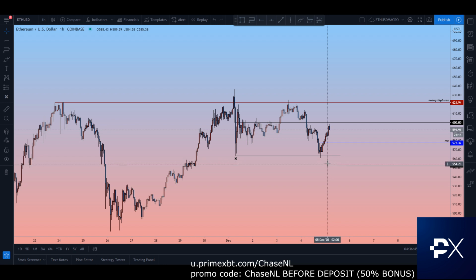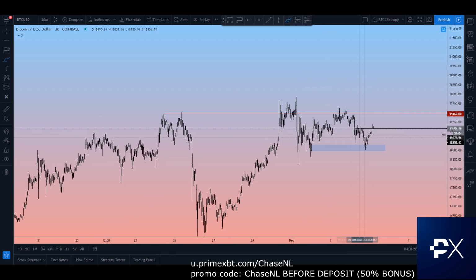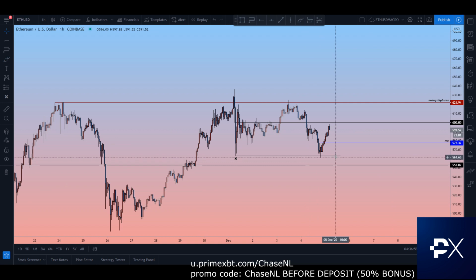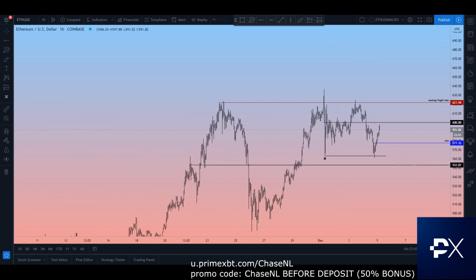I was personally waiting at around 553. I was already getting in on Bitcoin, so I didn't necessarily want to go double position size when I saw what type of downtrend we were in. I wasn't sure whether we were going to break down or what the situation was. So be it. Anyway, let's see here.